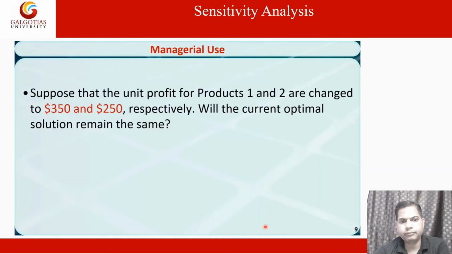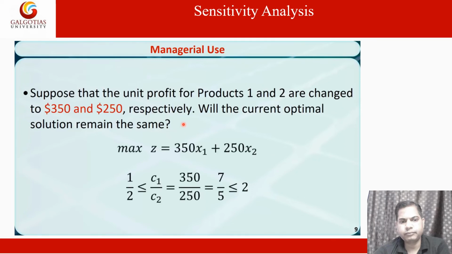With that in mind, let's answer this question. Suppose that the unit profit for product 1 is changed to $350, and the unit profit for product 2 is changed to $250. Will the current optimal solution remain the same? To answer this question, let's check the value of C1 over C2, which is 350 over 250, or 7 over 5. It's still between 1 over 2 and 2. So the answer to this question is yes.